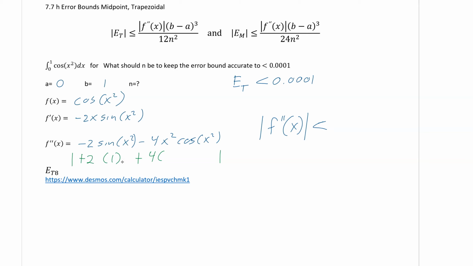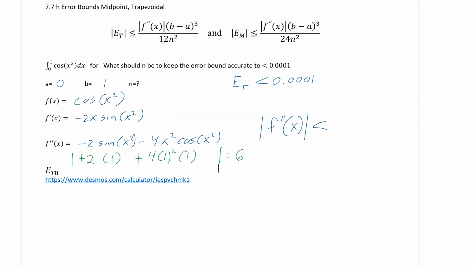All right, so x squared is going to be biggest at 1 because we're going from 0 to 1. Plugging those numbers in, 1 will give us the biggest. And cosine again is 1. So this would be 6, since 2 plus 4 is 6. That's the biggest.